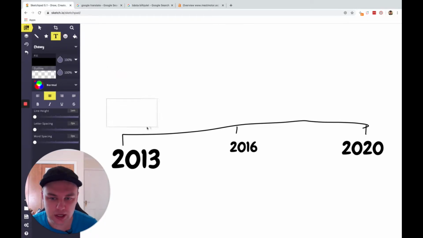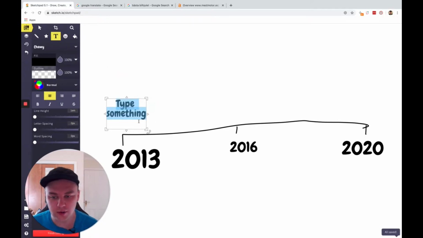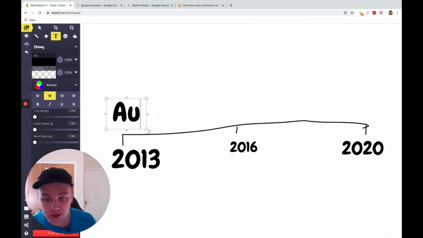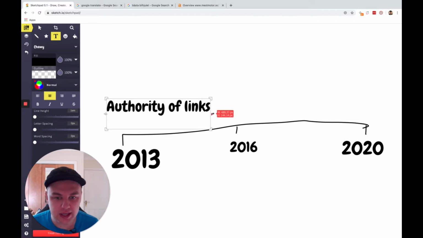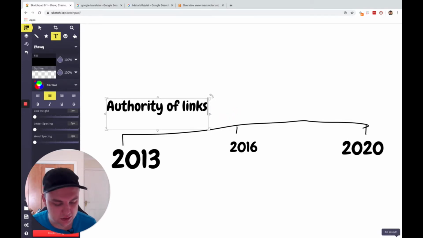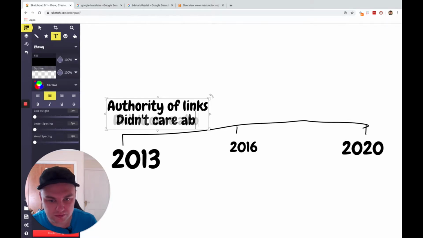So back in 2013, Google really cared about the authority of links, okay? What I mean by that is they cared a lot about how many links were going to the pages that you were getting linked from. They cared a lot about specific page authority, okay? And they didn't really care about relevance.